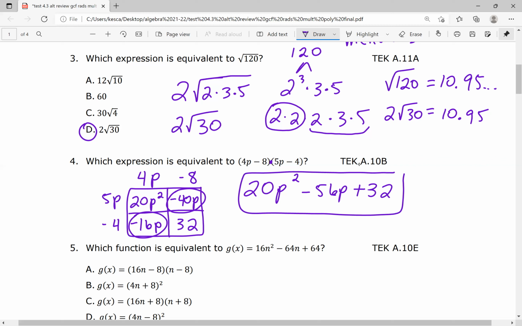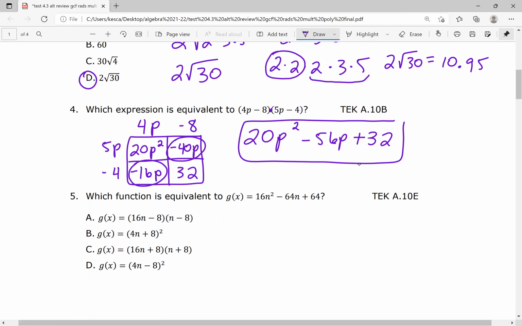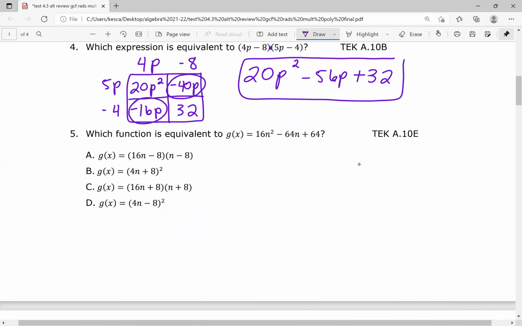So if they give you 2 polynomials, specifically 2 binomials like this in parentheses, just multiply them out using the box method and make sure that you combine like terms and start writing your answer with that highest exponent on the variable first. All right, number 5.